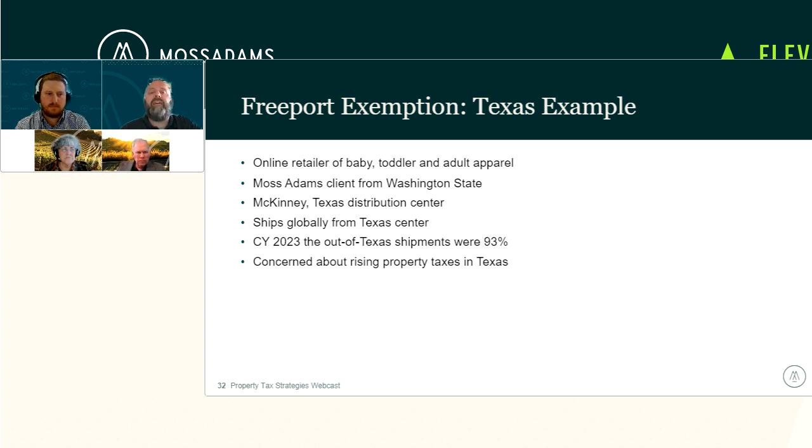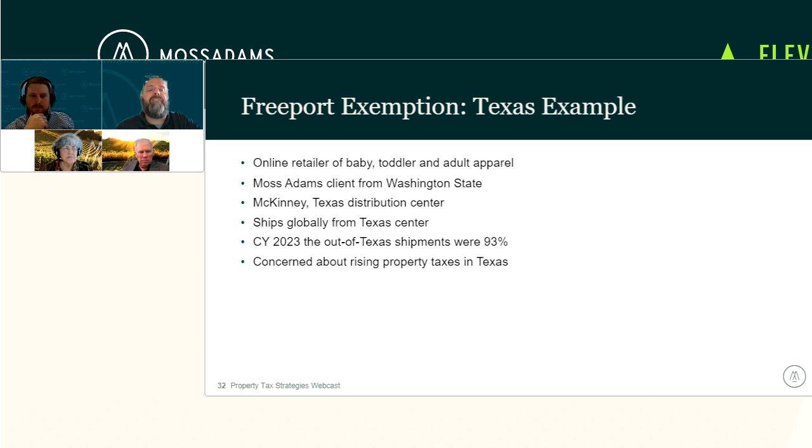Now, for those in Dallas-Fort Worth or in Texas, McKinney is a northern suburb of Dallas. It's in Collin County, Texas. From these online orders, they do ship globally just from this center. So it's just the one location where they have their inventory located and warehoused. And by the way, this example is based on what we did a year ago for 2024, so the data you're going to see is as of the calendar year 2023. We haven't done this year's Freeport exemption just yet because, as you know, it's not due till April 30th.